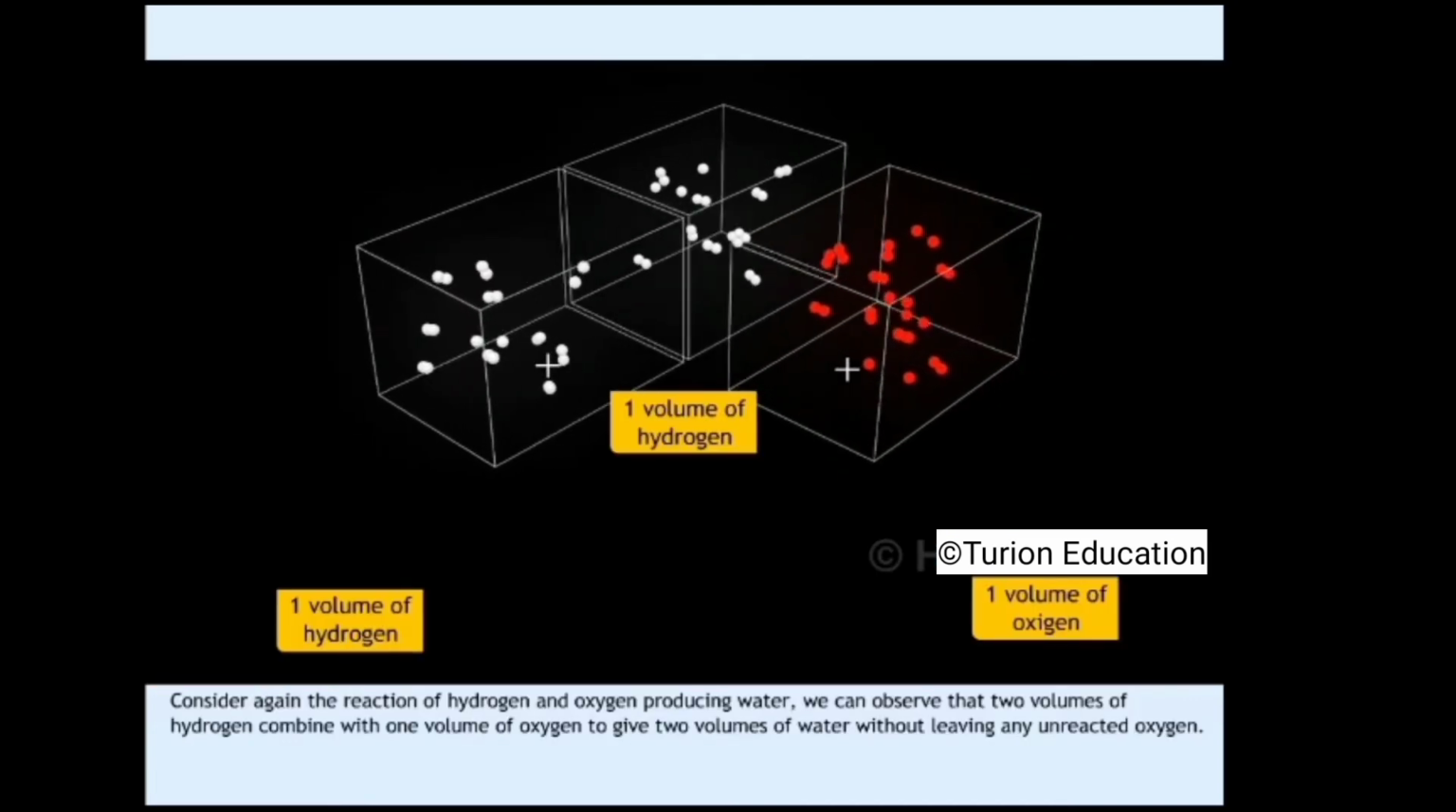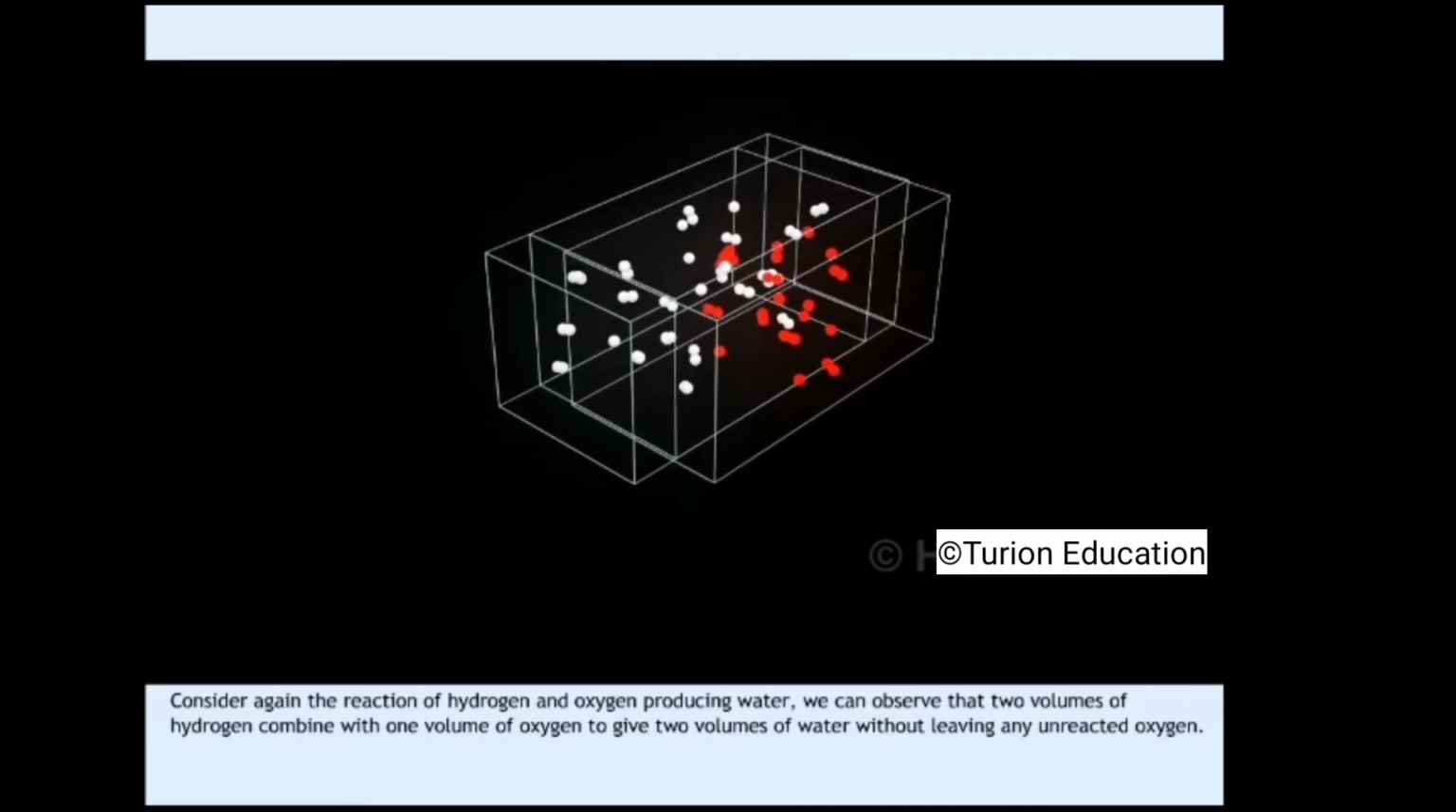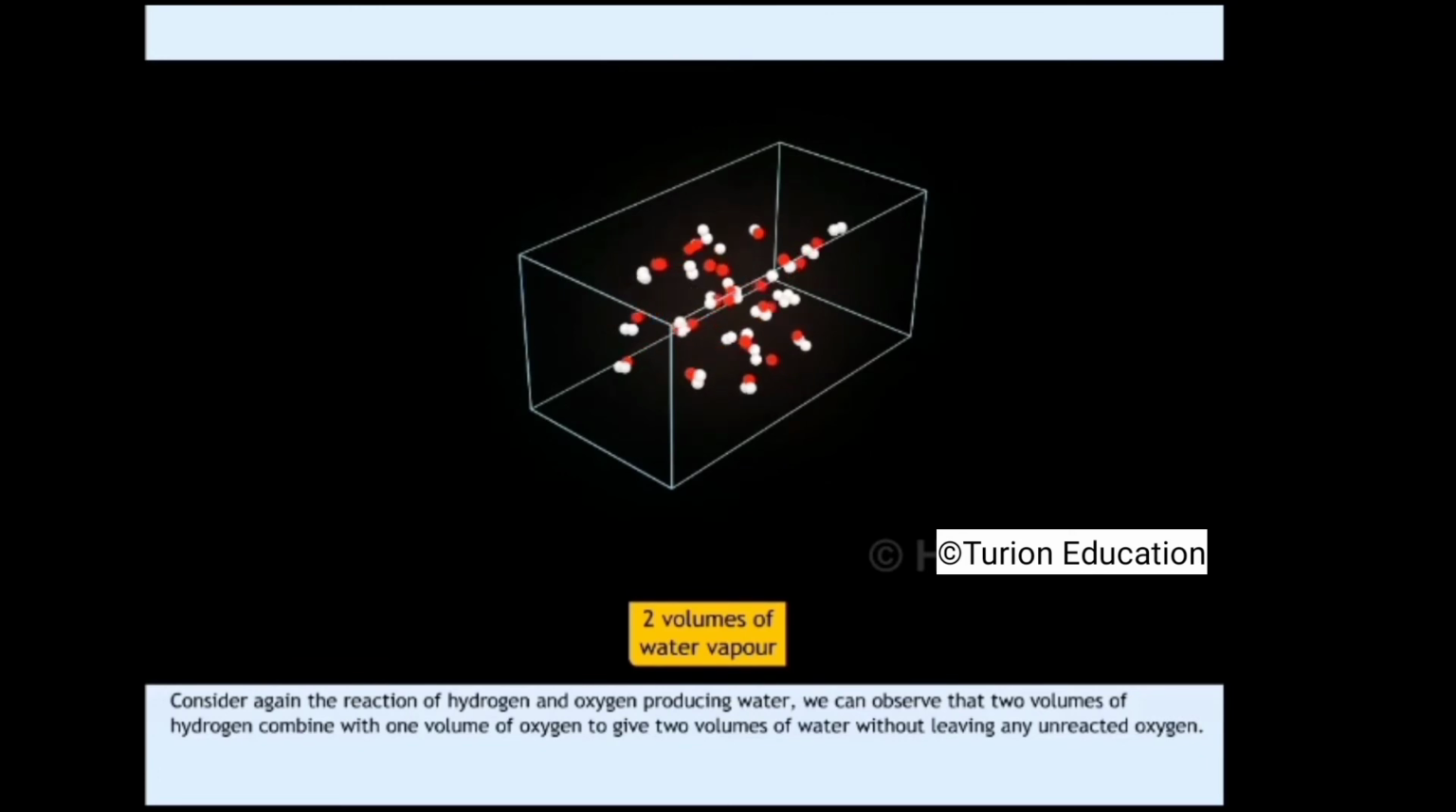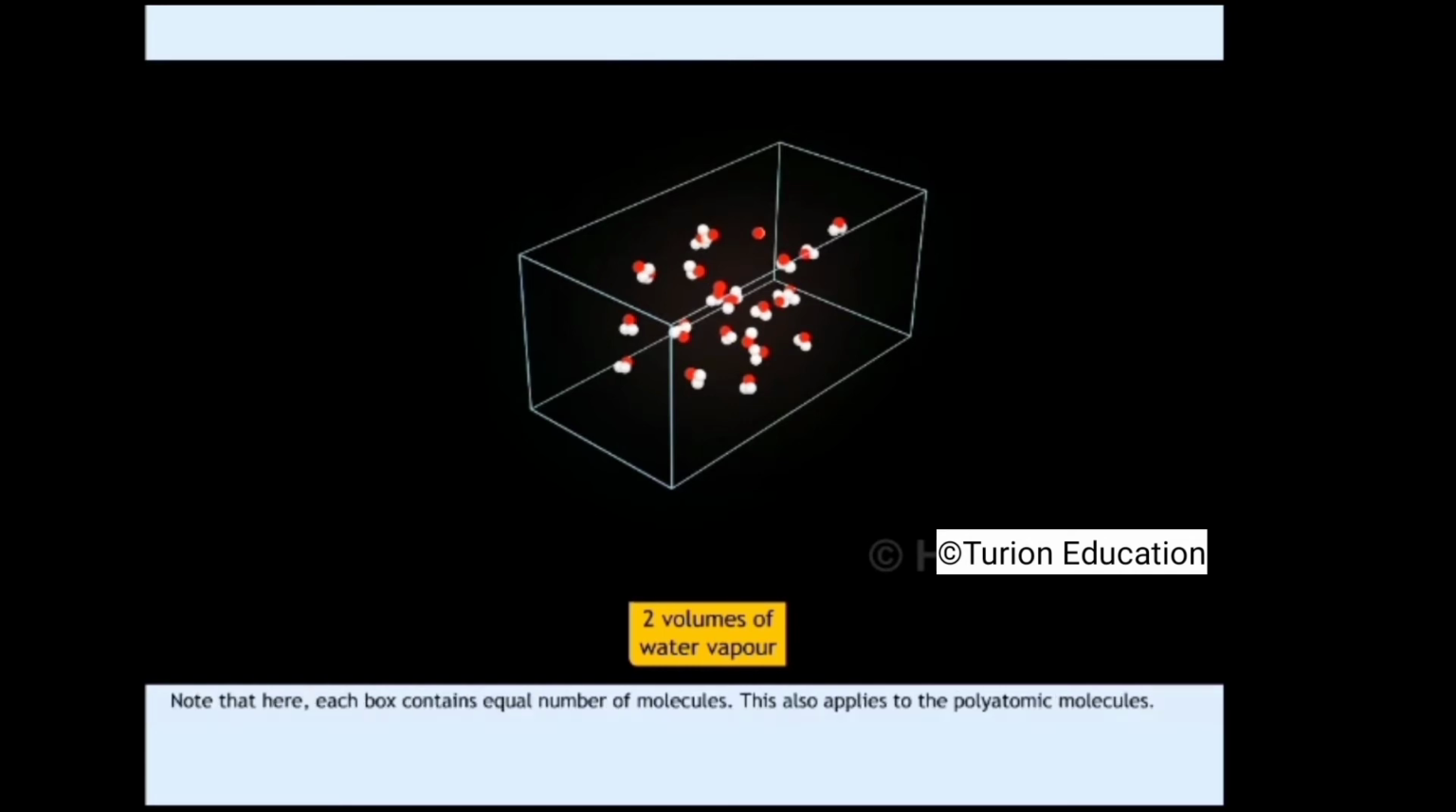Consider again the reaction of hydrogen and oxygen producing water. We can observe that 2 volumes of hydrogen combine with 1 volume of oxygen to give 2 volumes of water without leaving any unreacted oxygen. Note that here each box contains equal number of molecules. This also applies to the polyatomic molecules.